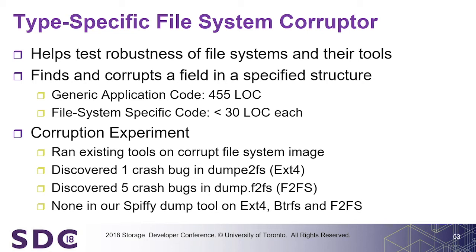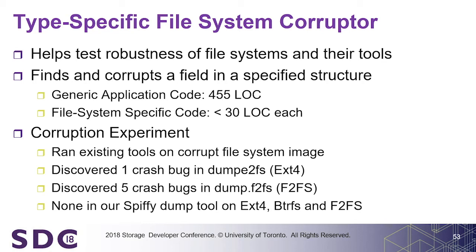The type-specific file system corruptor enables us to test the robustness of file systems and file system tools by helping to check that they are able to correctly handle file system corruptions. The Spiffy corruptor allows us to specify a field of a particular type in a metadata structure and corrupt it on disk. This tool also works on all of our annotated file systems. It has 455 lines of generic code and less than 30 lines of file system-specific bootstrap code for each file system.